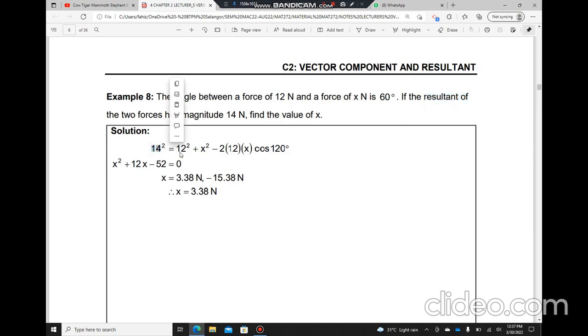Square, so equals a square plus b square. So b square ni kita gantikan dengan x. And then solve for x, yang ni dia jadi kuadratik, sebab dia ada x kuasa 2. So bila kuadratik, dia akan dapat dua value which are 3.38 and 15.38. Okay, tapi dalam kes ni kita just pilih nilai yang positif.